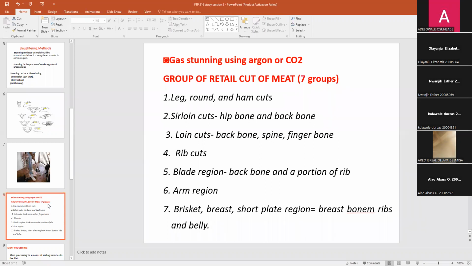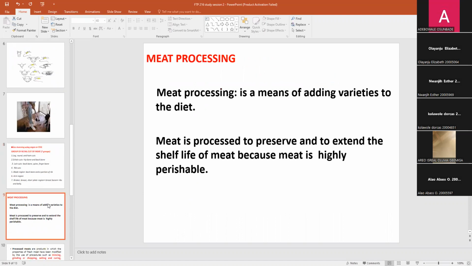So these are the 7 most important major groups you need to take note of under the retail cut of meat. When we started, I said study session 2 comprises the meaning of meat and the group of retail cut of meat. You are expected to understand that. And lastly, the meat processing. So let's look at the meat processing.